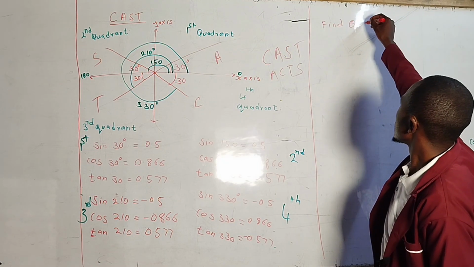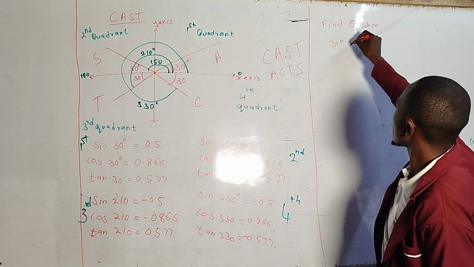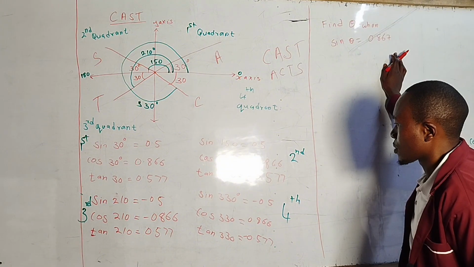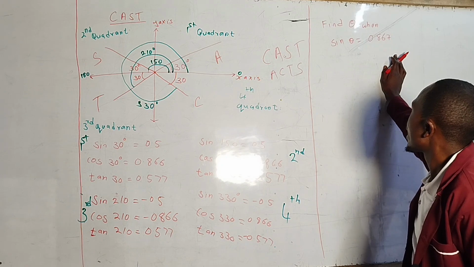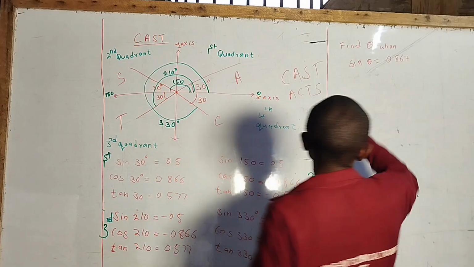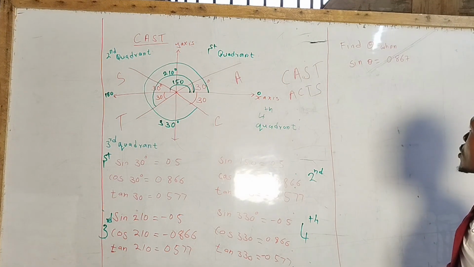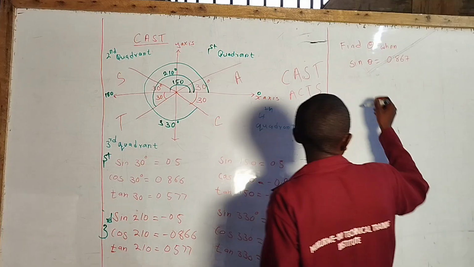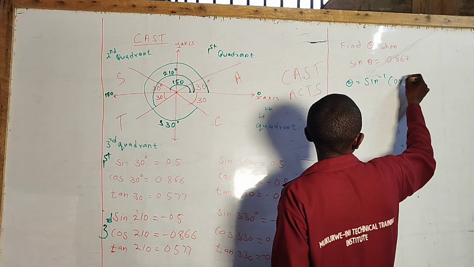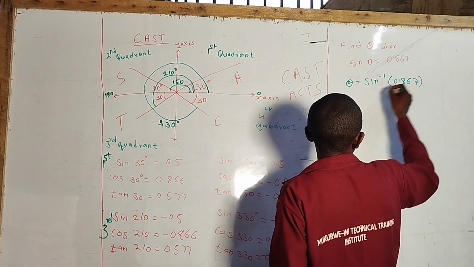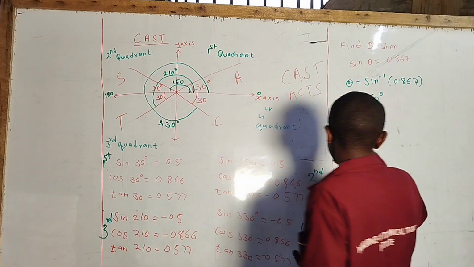Find beta when sine beta is equal to 0.867. So when sine beta is equal to 0.867, this means that my beta will be equal to sine inverse of 0.867, whereby I'm going to get my beta to be equal to 60 degrees.